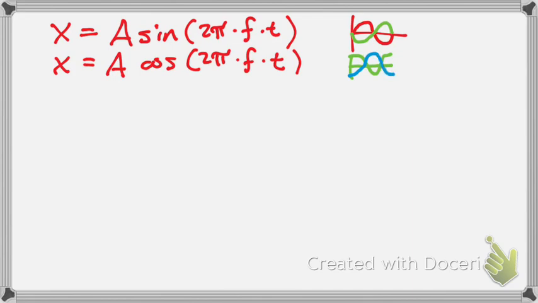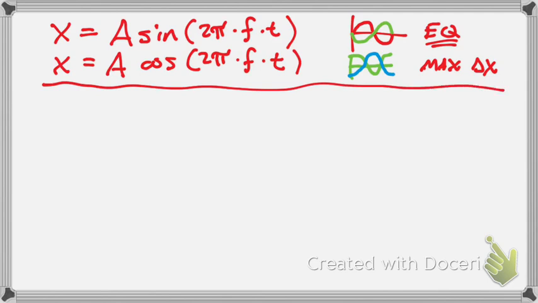The other thing is, depending upon where you're starting, if the object is starting at equilibrium, then you're most likely going to be dealing with a sine curve. If your object is starting at maximum displacement, then you're going to be dealing with your cosine curve instead. So it just depends. Let me give you an example of something that might make sense here.